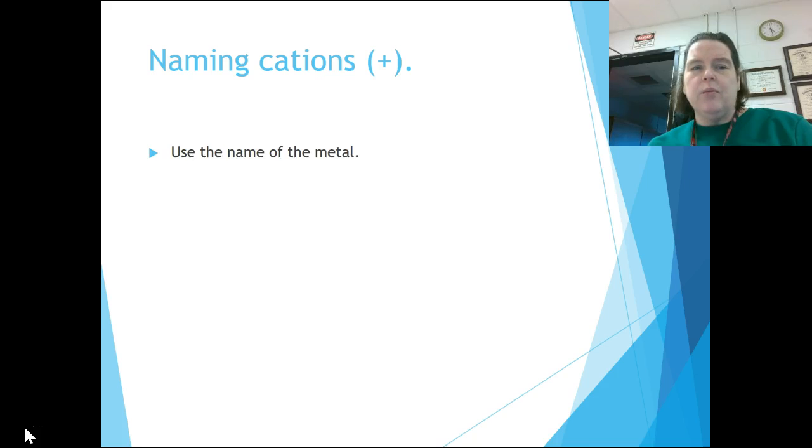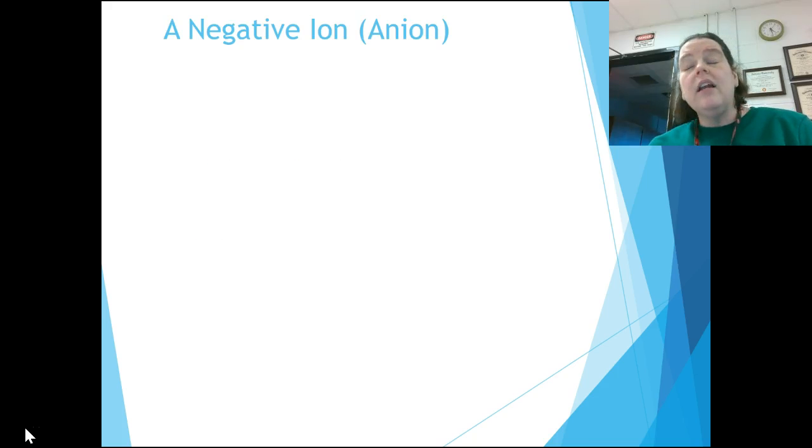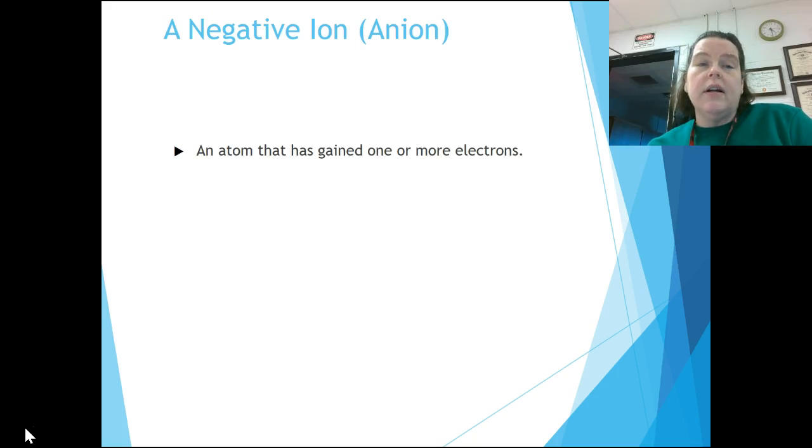So cation names are really simple. We just simply use the name of the metal. For example, Na1+ is called the sodium ion. Pretty simple. Negative ions are called anions. Remember, cat has a T in it. It forms a positive. An means not or negative, so it's a negative ion.